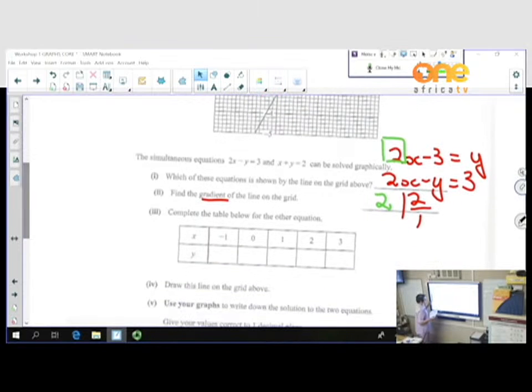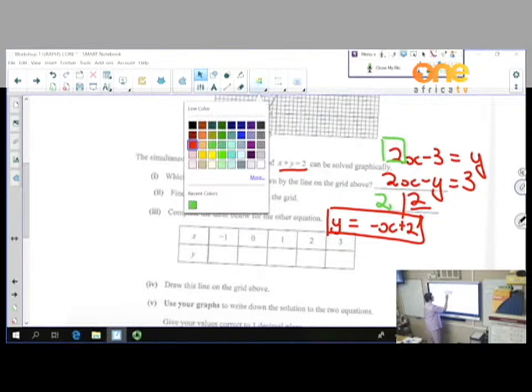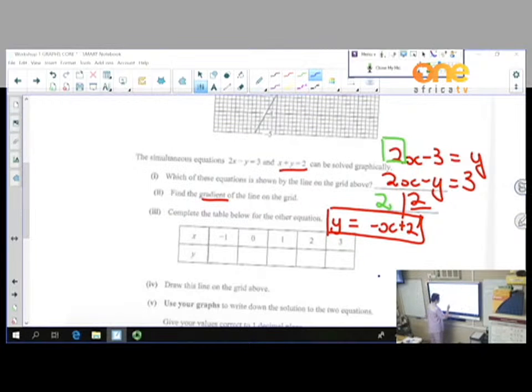Then they say, complete the table below for the other equation. Now the other equation is this one. I'm going to use the standard form one, negative x plus 2. That is the standard form one. Very easy. Just make sure that you substitute correctly with your signs. But so we have to say negative 1 plus 2. So you can do it on your calculator.